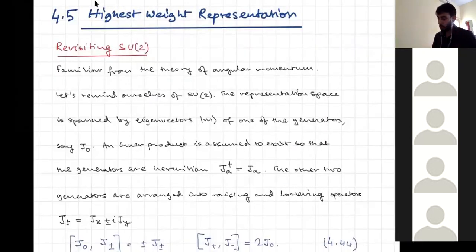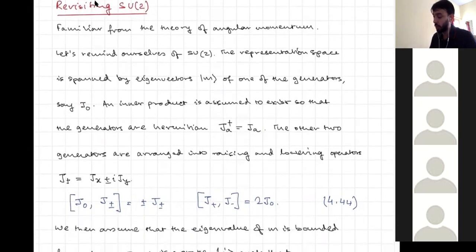Moving on, we are going to look at something very important in this lecture and in the subsequent lectures, and that is highest weight representations. I just gave you a glimpse of this in the previous slide, but let us remind ourselves of the theory of angular momentum. So SU(2) is what we want to do. The representation space is spanned by the eigenvectors m of one of the generators. You are usually used to calling this J z; I've just called it J naught. There is an inner product which is assumed to exist, so that these generators are Hermitian. All the generators are Hermitian, and you arrange the two others into raising and lowering operators J plus minus.